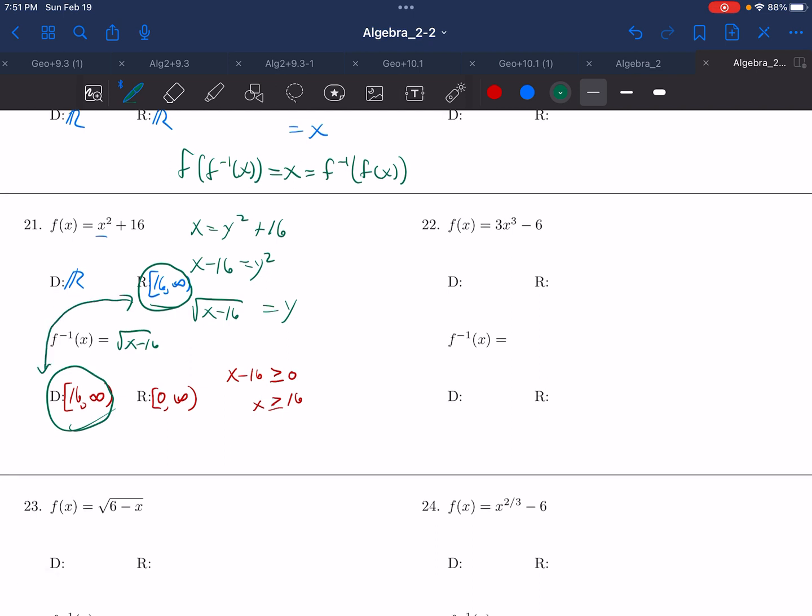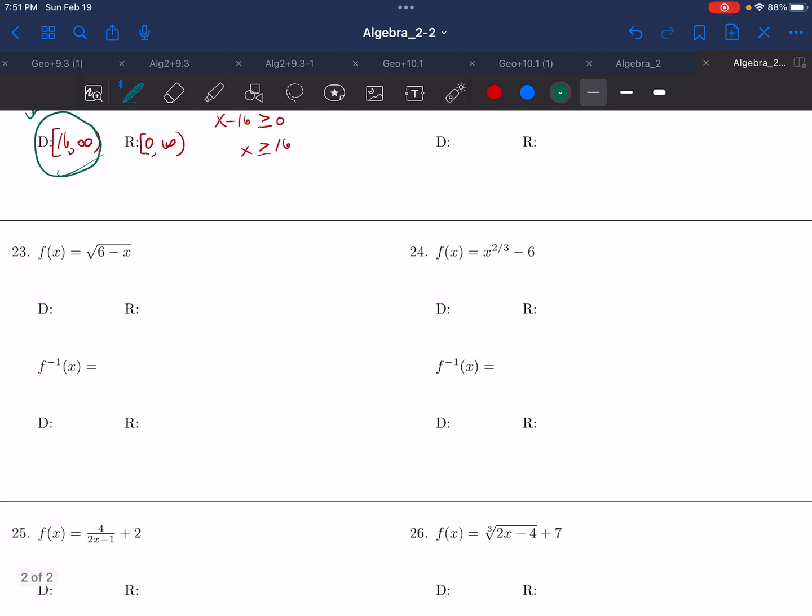And likewise, notice the domain and the range of the function and the inverse function are not quite the same. They're similar, but they're not quite the same. That oftentimes is going to happen. They will almost perfectly switch, although there might be some addendums there. It might be a little bit different. Anyway, let's do one more together, though. Let's do number 23.